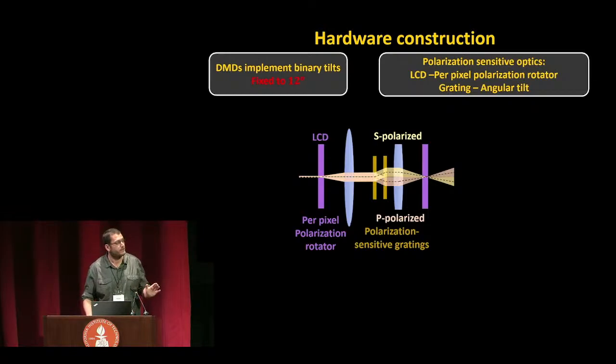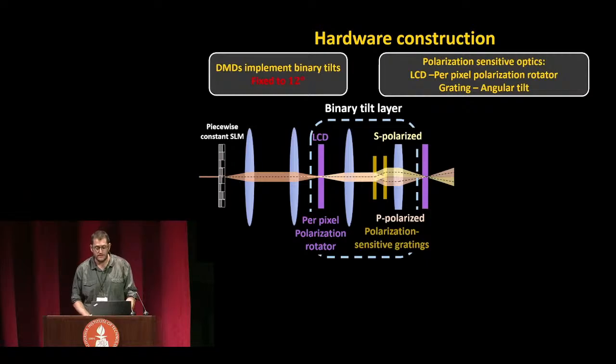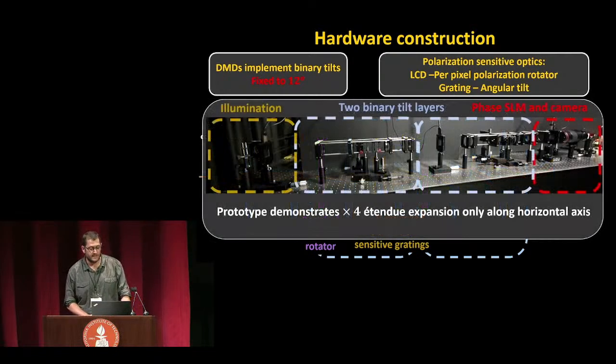So, this combined 4F system with two gratings and an LCD is our binary tilt layer. Our full prototype consists of a standard piecewise constant SLM and two binary tilt layers, where we control the tilt angle by changing the distance between the gratings. Here is our experimental setup in the lab, and the different parts of the system are marked with different colors. In our setup, we demonstrate etendue expansion of a factor 4 along the horizontal axis.